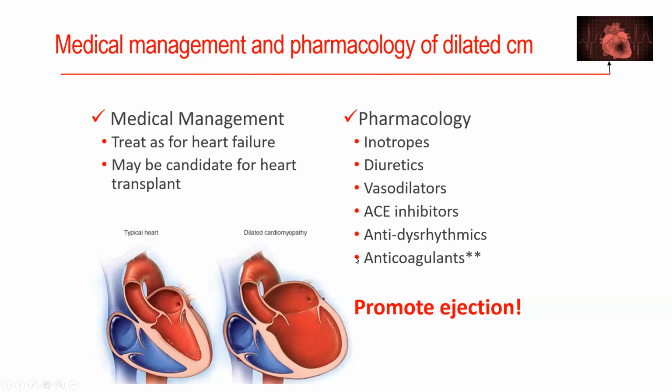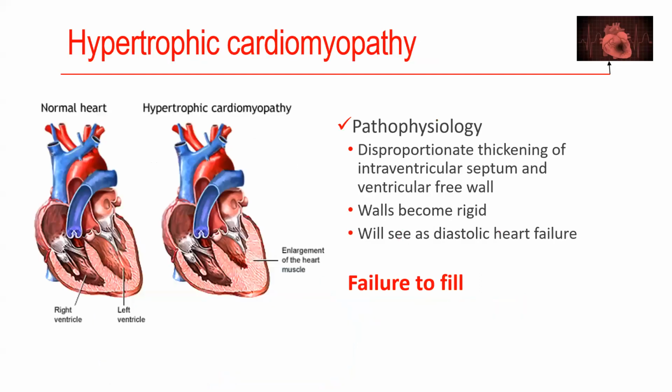Now, if you look down at this picture right here, what you're seeing is that as that chamber enlarges, the valve leaflets get pulled apart. And that's why you see mitral regurgitation with dilated cardiomyopathy. Also, remember that dilated cardiomyopathy is a form of heart failure. Now let's look at hypertrophic cardiomyopathy, also a form of heart failure.